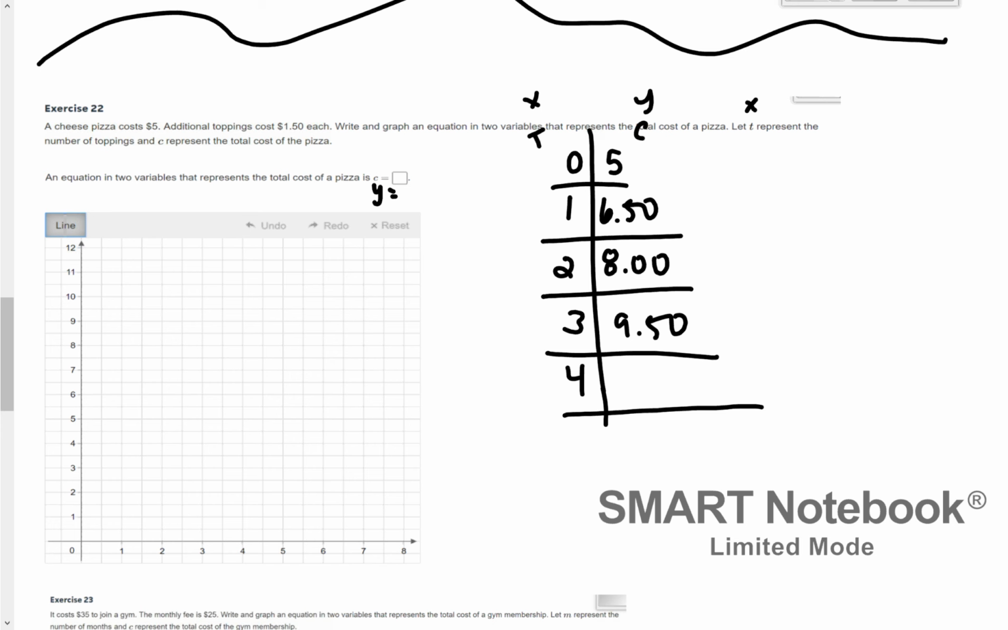And I'm not sure how many points they're going to make you graph, if they make you go all the way to 8 or not. You could just keep building this table to 8. I'm going to stop at 3 because I'm thinking that they're only going to make you graph a couple until you get a line. Okay.